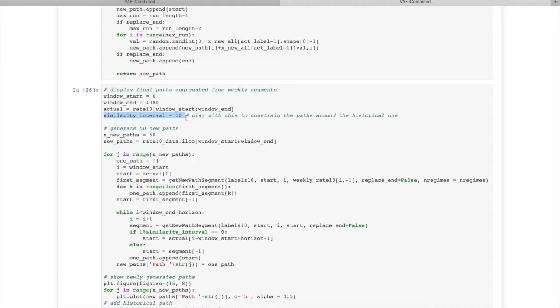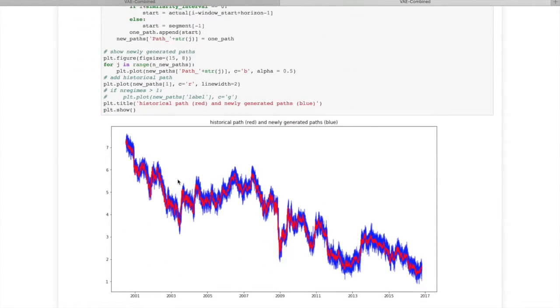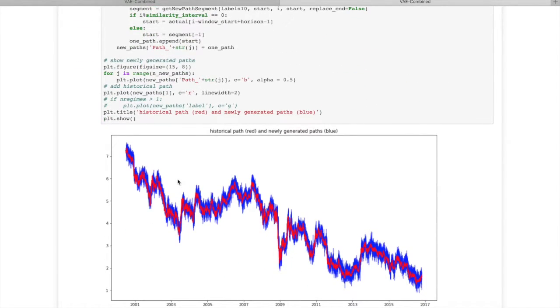To enforce such properties, I introduced a similarity interval parameter, which is expressed in the number of days that a new path can freely evolve before it is constrained to return to actual. In this example, we're talking about 10 business days or 2 weeks. This graph shows, once again, the historical path in red and 50 newly generated paths in blue.